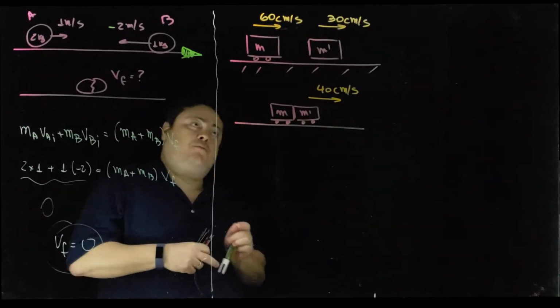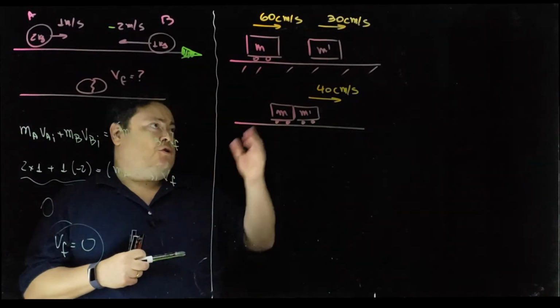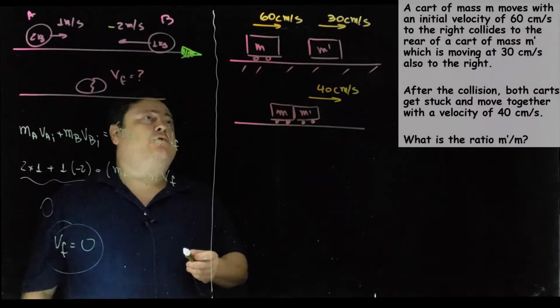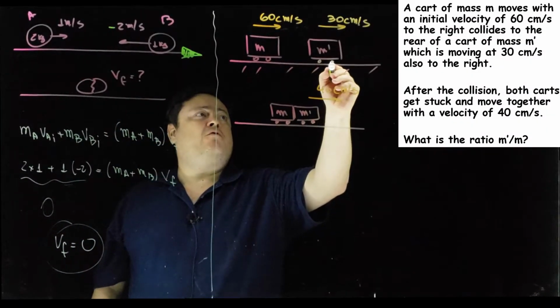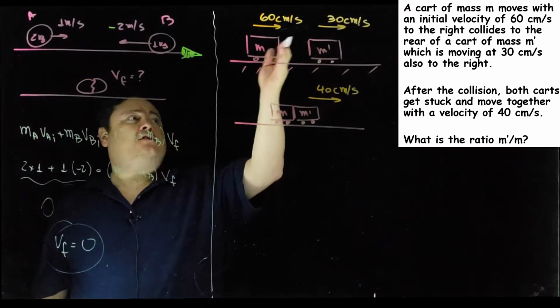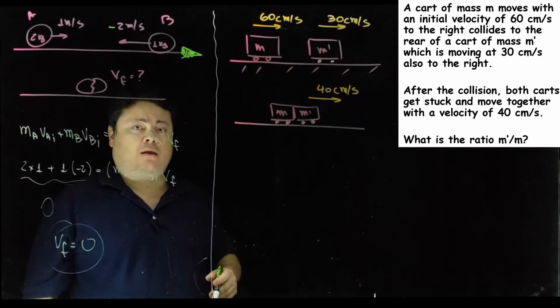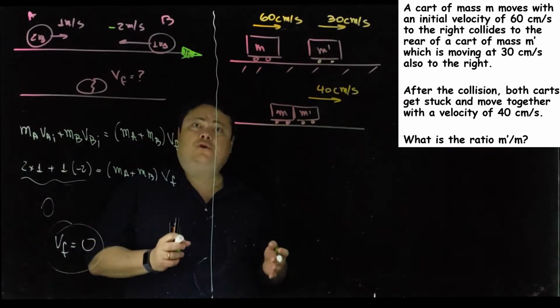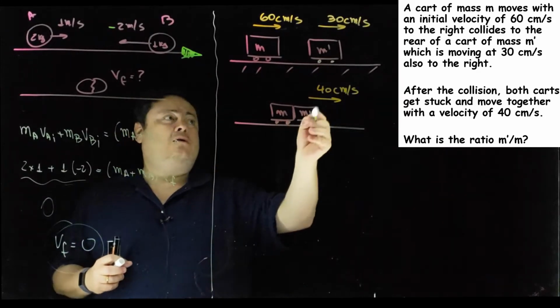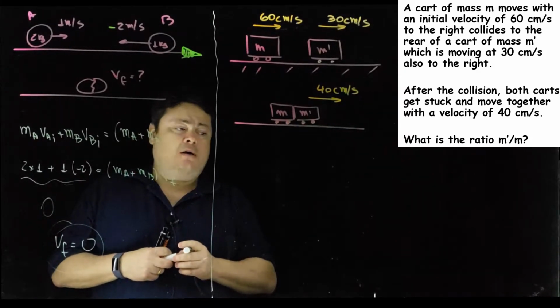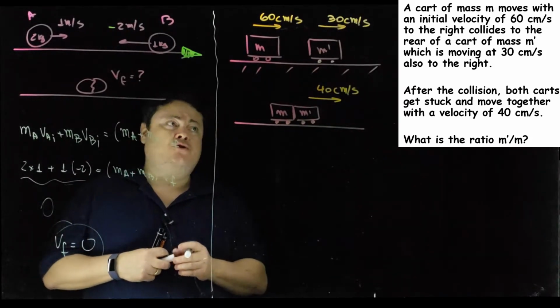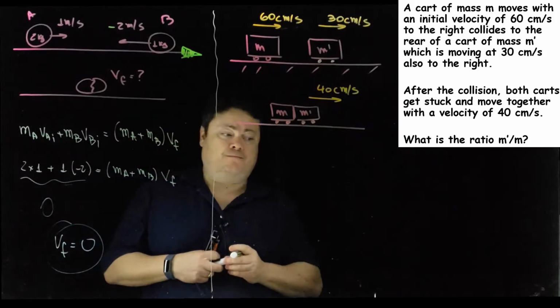In our next example, still representing the slide, we have two carts of masses m and m prime who are moving initially with velocities of 60 and 30 centimeters per second. The two carts will couple together. They will move like one with a common velocity of 40 centimeters per second. And the problem asks us to find the ratio m prime over m.